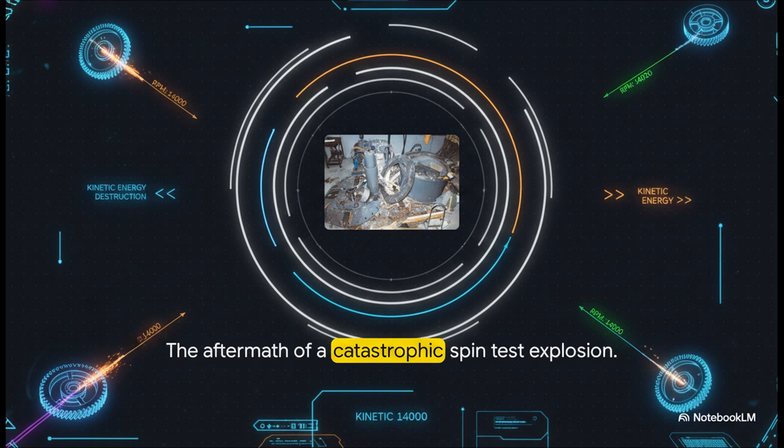In the industrial world, they test large machine components by spinning them up to massive speeds inside these heavy lead and steel containment shells. In this specific case, from our source material, a massive metal rotor was brought up to 14,000 revolutions per minute, and it completely shattered. The kinetic energy was so immense, it literally destroyed the heavy containment meant to hold it.